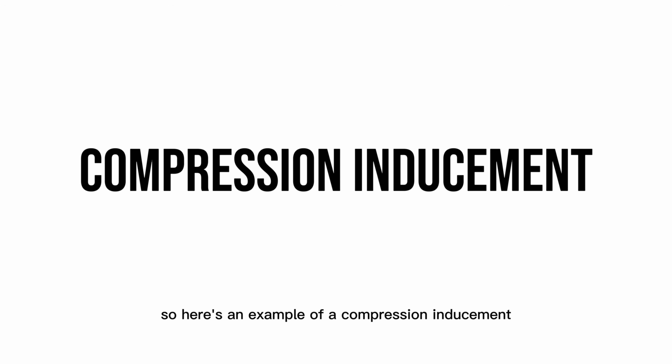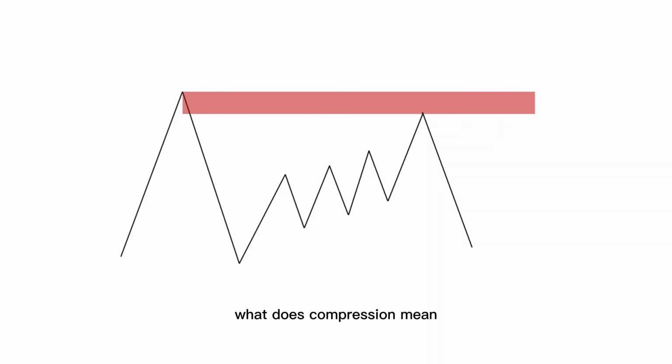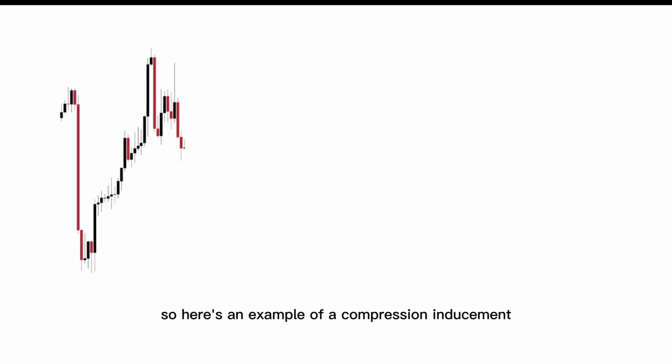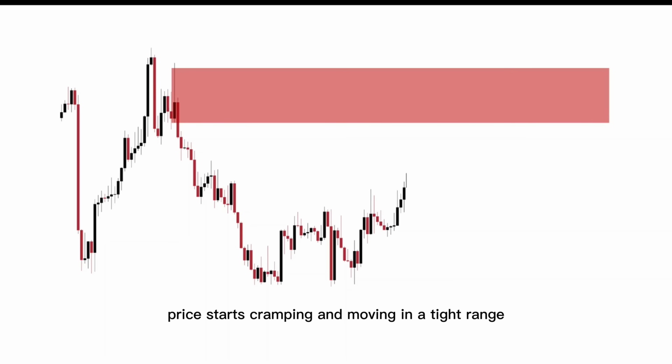So here's an example of a compression inducement. You have your point of interest. Price compresses before heading to your point of interest. What does compression mean? Compression is price moving in a structural basis from a supply to supply base or a demand to demand base. Price starts cramping and moving in a tight range, but with a direction.